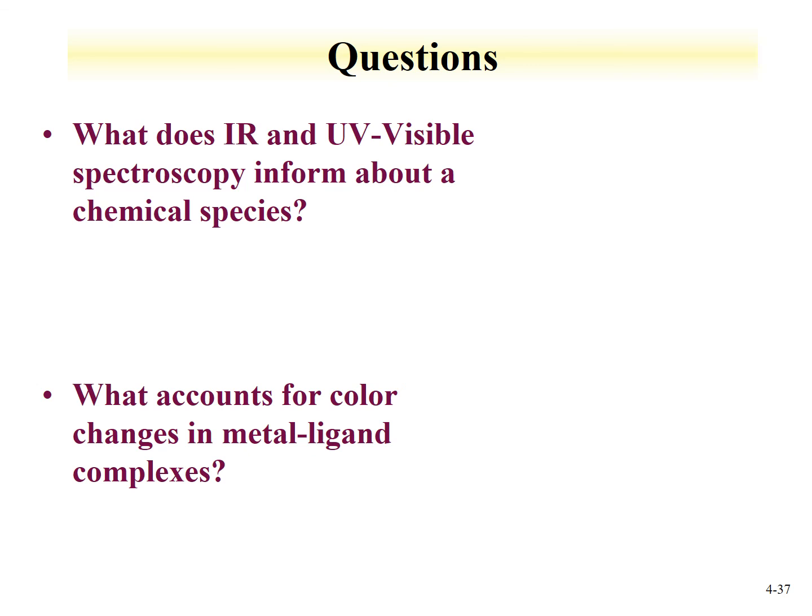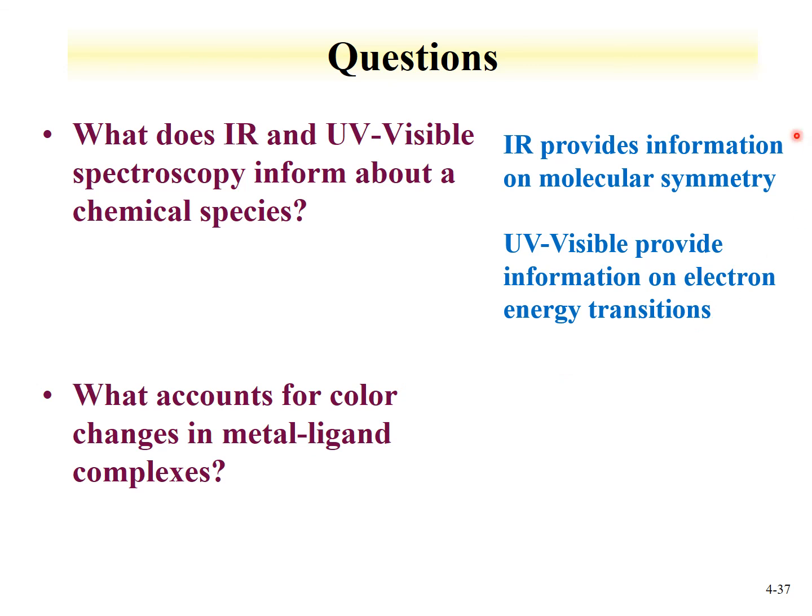What does IR and UV visible spectroscopy inform about chemical species? Well, the IR provides information on molecular symmetry, as we've shown in this lecture. The space group for the molecule can give information on what would be the expected Raman and IR active bending and stretching frequencies that can be determined by IR. UV visible provides information on electron energy transfers. So where those orbitals live and the energy necessary to promote an electron from a bonding to a non-bonding orbital can be provided by the UV visible spectroscopy.